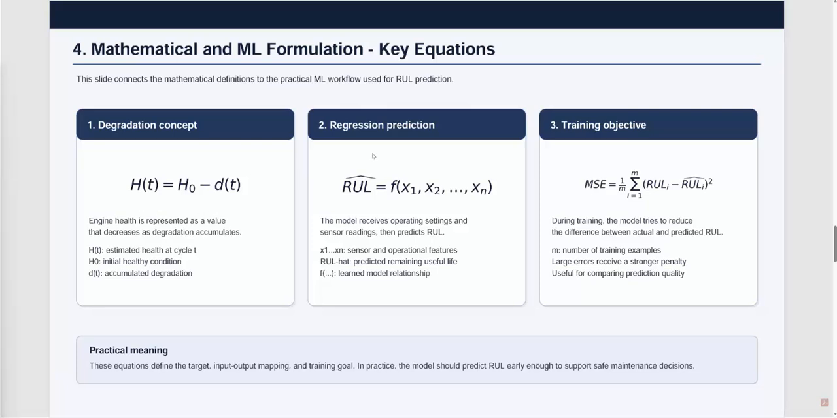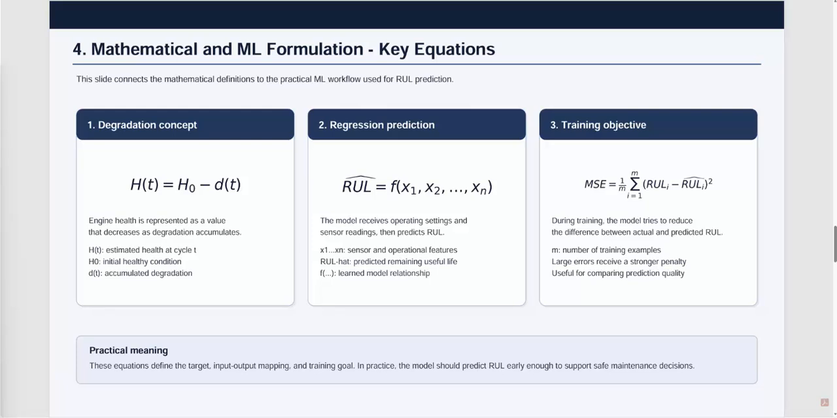From a machine learning perspective, this project is formulated as a regression problem. The inputs are the engine's operating settings and sensor readings at each cycle, and the output is the predicted RUL, where x is the input features from the dataset. The objective of the model is to make predictions that are as close as possible to the actual RUL values. During training, the model learns the relationship between sensor behavior and engine degradation.